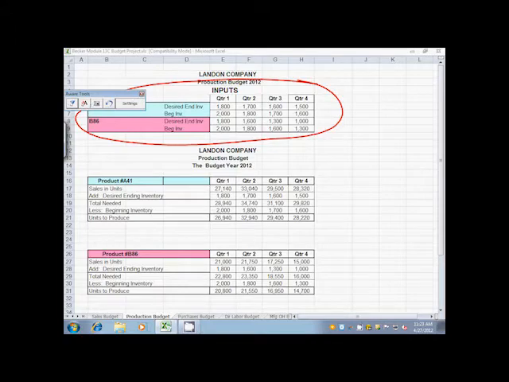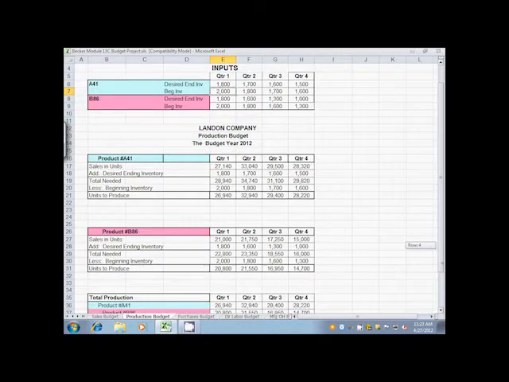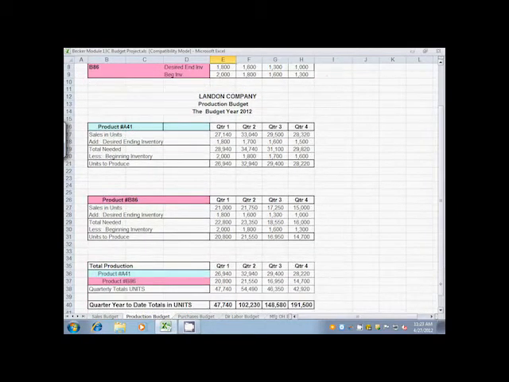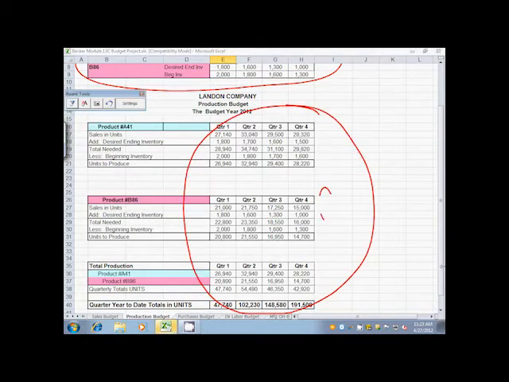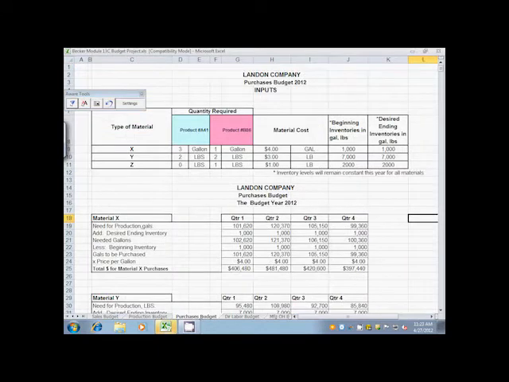If you look in the body of the production budget, you will see again that we're doing production for each type of product and then totaling it up. This whole section, again, is all formulas. You would see, for example, this line, which is sales in units. This is all coming in from our sales budget. The ending and beginning inventories are going to be referencing back to the inputs. Purchases budget. Here's our input section.